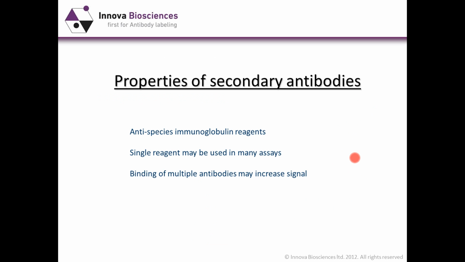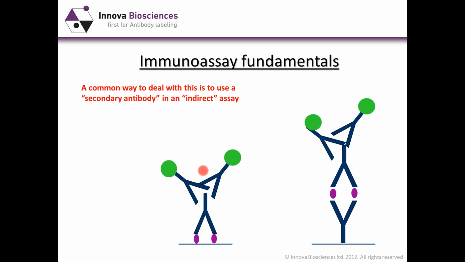Secondary antibodies have a number of properties, and I've outlined some of the most basic ones here. The great majority of secondary antibodies are anti-species immunoglobulin reagents. So if I go back to the previous slide, you'll see that your secondary antibody is recognizing another antibody.